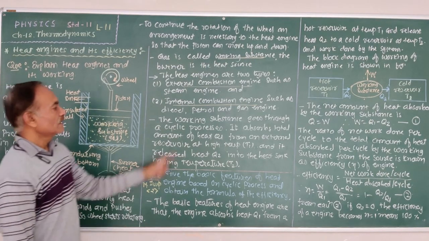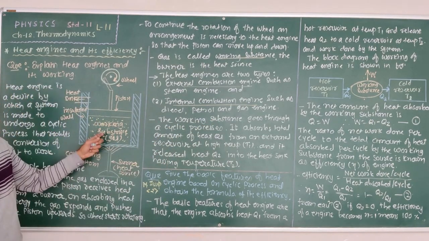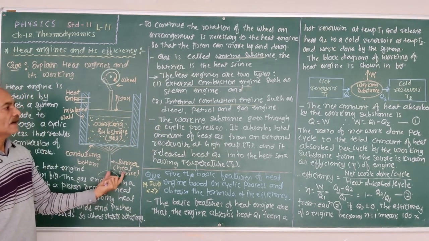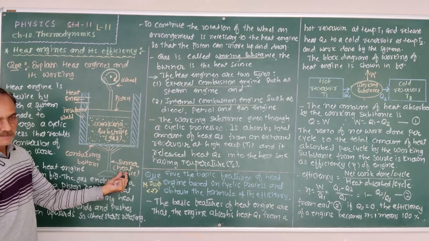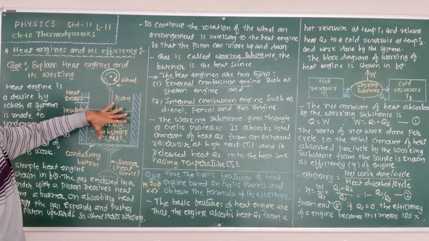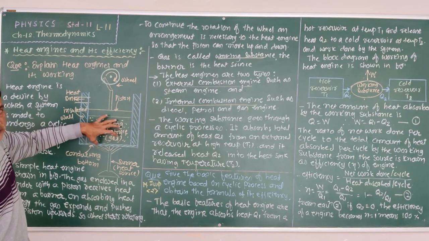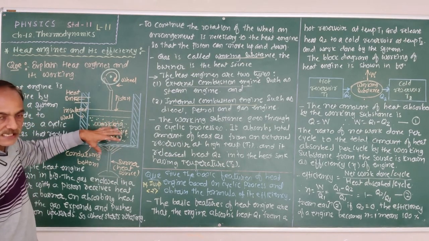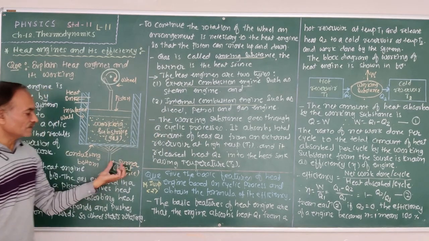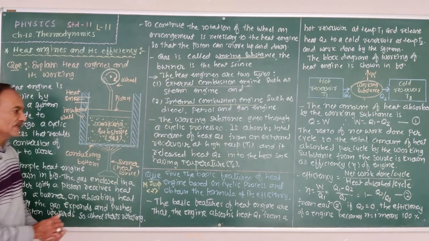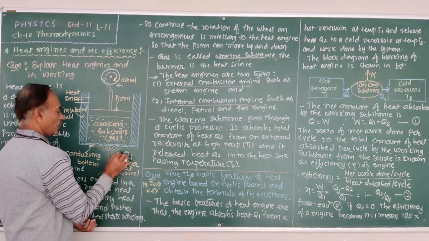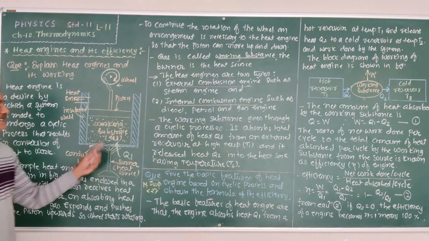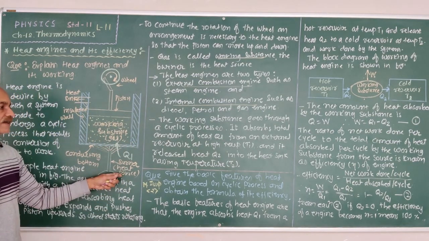Right? Okay. The working substance goes through cyclic processes. It absorbs the total amount of heat Q1 from an external reservoir at higher temperature T1. Again, during the working of a heat engine, the working substance goes through a cyclic process. Here it absorbs the Q1 amount of heat from the external reservoir, which is kept at the higher temperature T1.